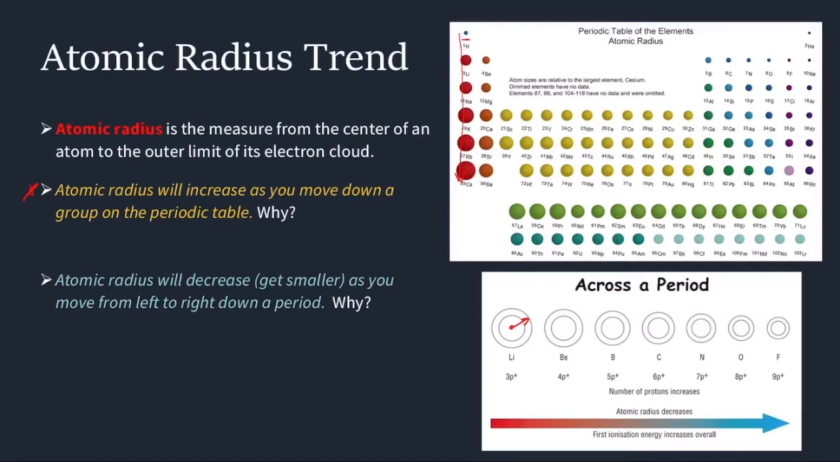And why do they get larger? Well, they're getting larger because each atom down that group has an additional energy level, all right? So it's because they are gaining energy levels as we move down a group.